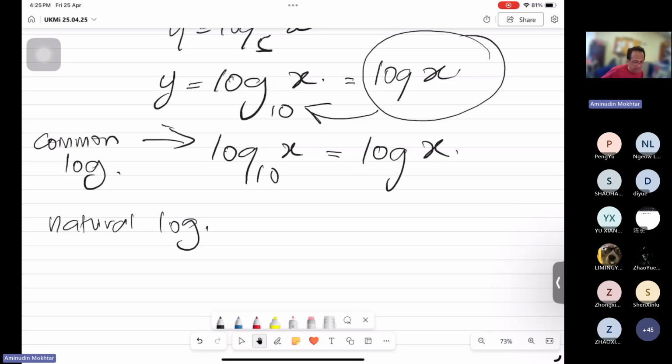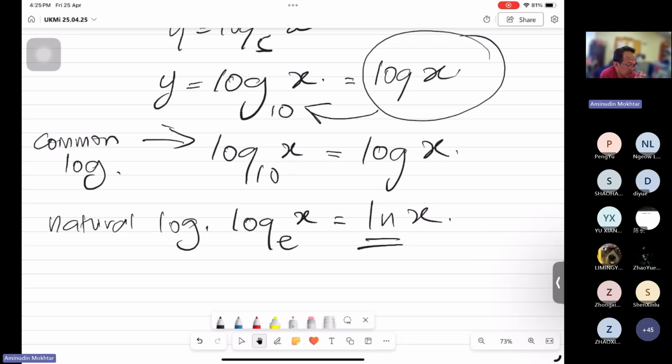Natural log. Before this, we have the common log. The common log is y equals log base 10, which can also be written as y equals log x. But the natural log is about the log with base e. Log base e of x can also be written as ln x. Ln x is the natural log, or log with base e.